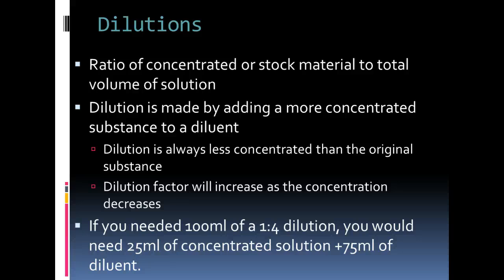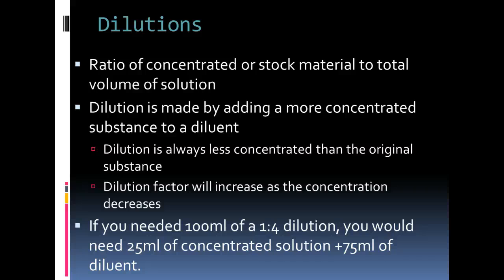Dilutions. Dilutions are the ratio of concentrated material to a total volume of solution. We did a lot of these towards the end of Intro to Clinical Lab Science, and we're going to review a little bit more with these because we're actually going to make dilutions in the clinical chemistry course. A dilution is always less concentrated than the original, and the dilution factor will increase as the concentration decreases. I'll have an example of a serial dilution coming up which will show that.